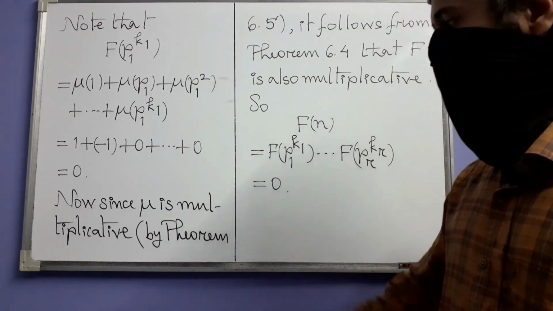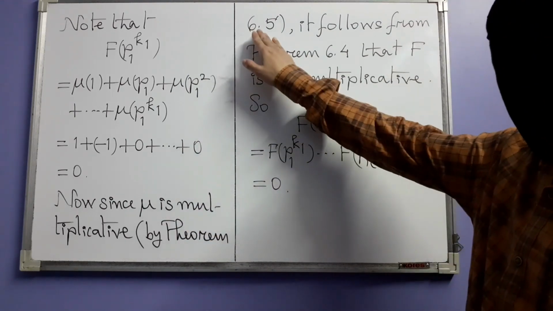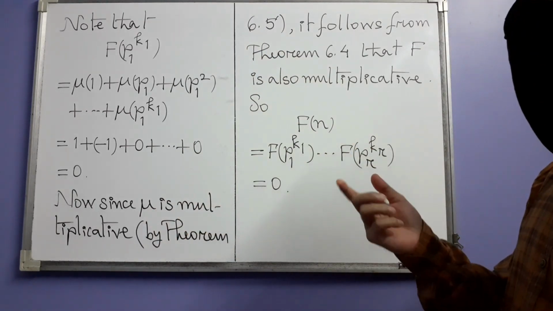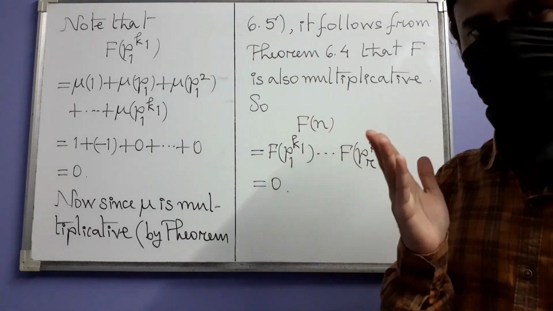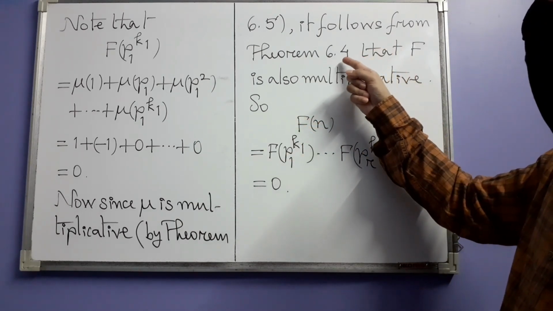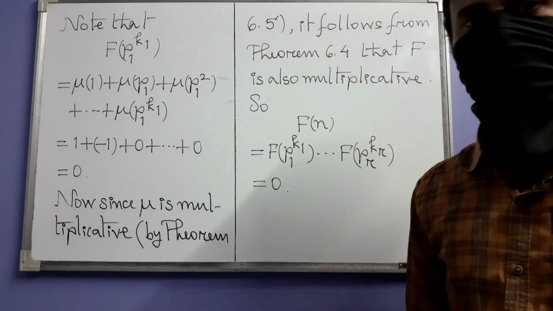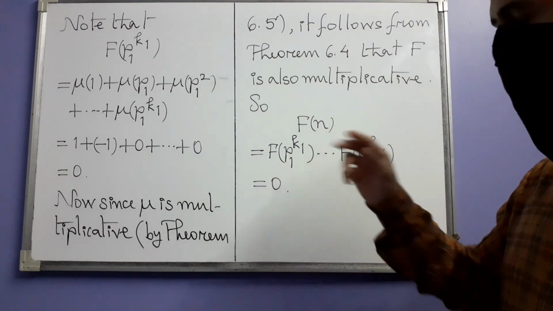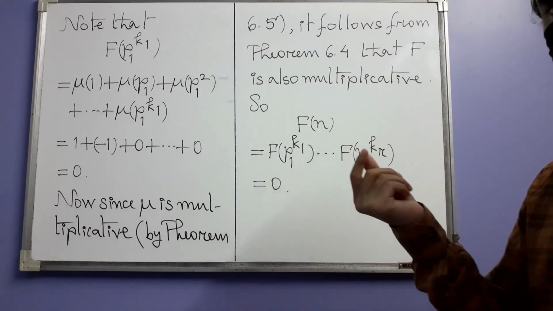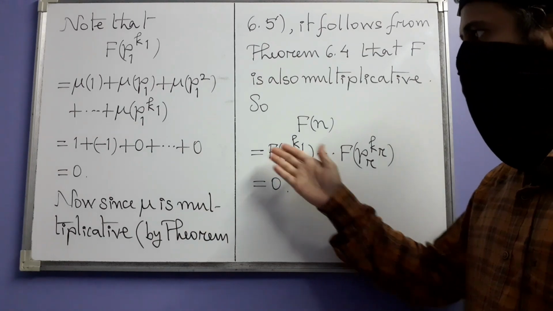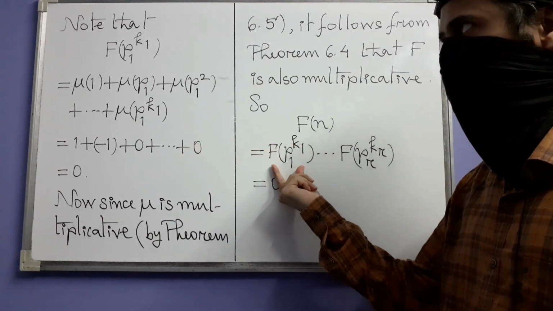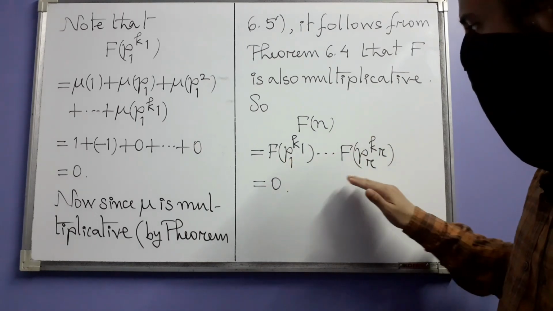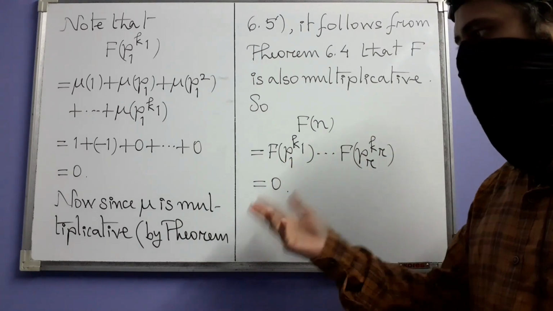Now next we recall our recently proved result, theorem 6.5, which states that mu is multiplicative. By that fact and by the way we have defined capital F in terms of mu, it follows from theorem 6.4 that our F is also multiplicative. So F of n would be equal to this product, F of the individual prime powers in the prime factorization of n. And we have just now shown that this is equal to 0. So similarly the others will also be 0, but we need not even know that because the product has now become 0. So how can we summarize all these things?